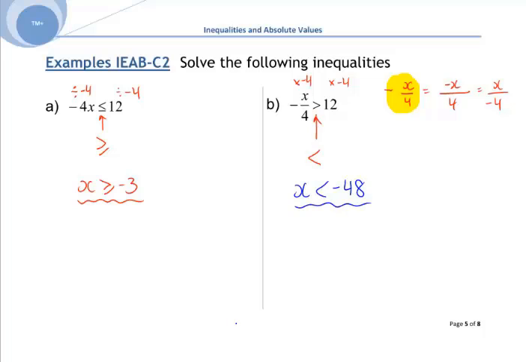Okay? And again, it's a good idea to do a quick check. So in this one over here, I have negative 4x is less than or equal to 12, and I found that x is greater than or equal to negative 3. So if I picked x as 0, which is greater than or equal to negative 3, and plug it in, I get negative 4 times 0, this is for my left hand side, which is 0, and that is less than or equal to 12, so that works.